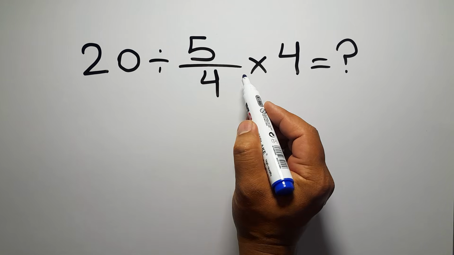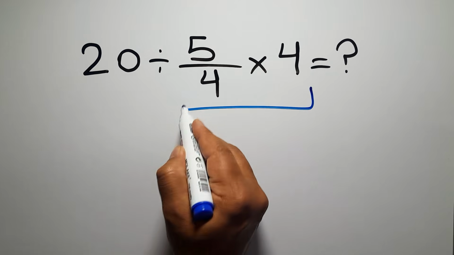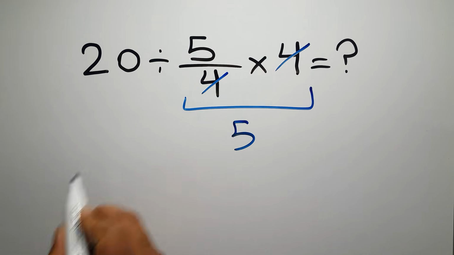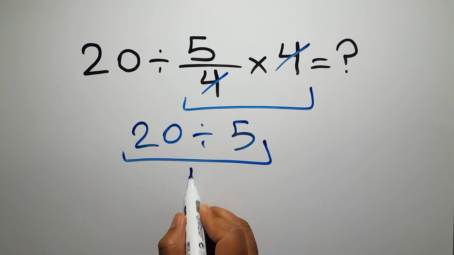First we do this multiplication. 5 over 4 times 4. This 4 and this 4 can cancel each other out, so we have just 5. So 20 divided by 5 gives us 4.